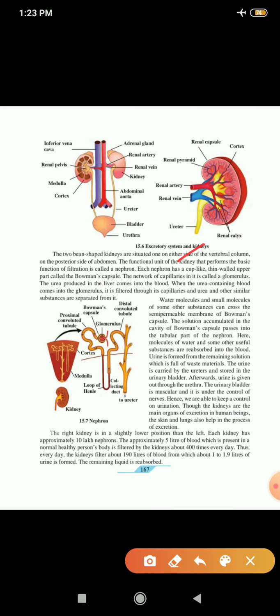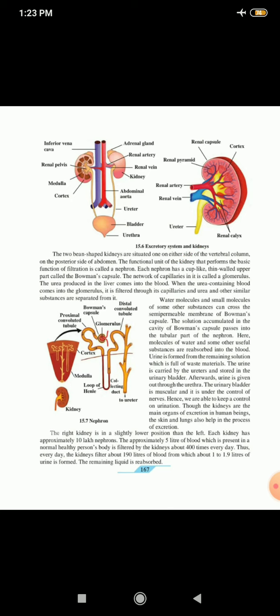Water molecules and small molecules of some other substances can cross the semi-permeable membrane of the Bowman's capsule. The solution accumulated in the cavity of the Bowman's capsule passes through the tubular part of the nephron. In figure 15.7 you can see the nephron and how the substances are passing through it. Here the molecules of water and some other useful substances are reabsorbed into the blood. Urine is formed from the remaining solution, which is full of waste materials.